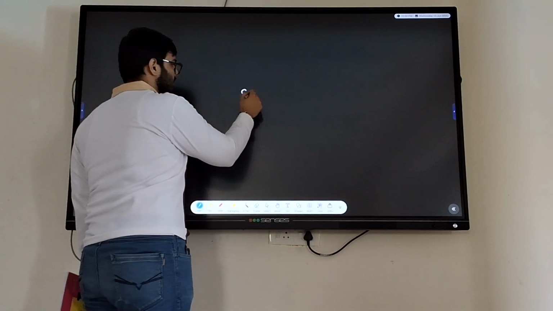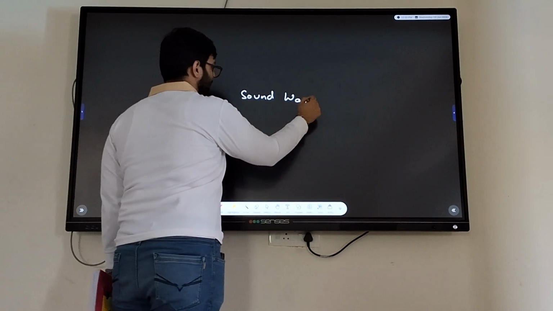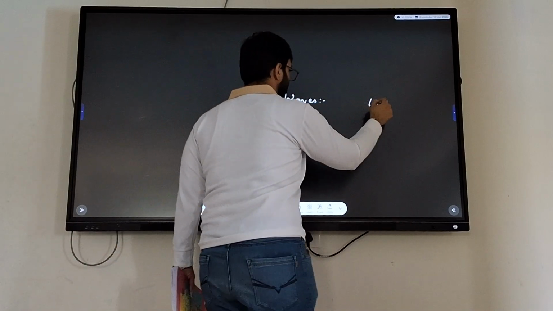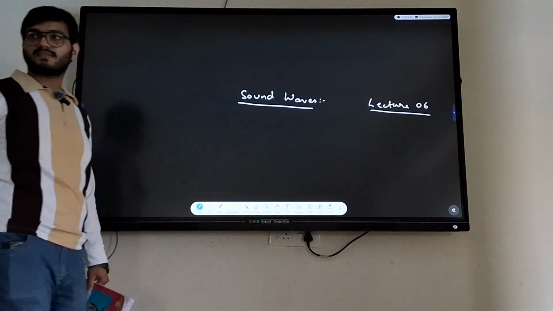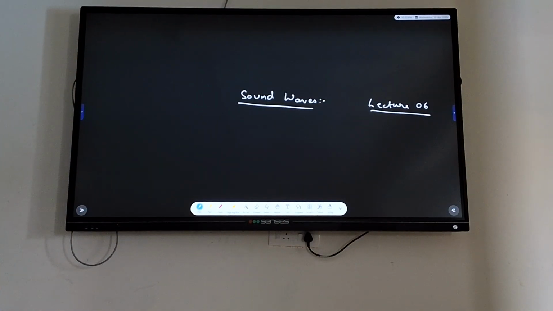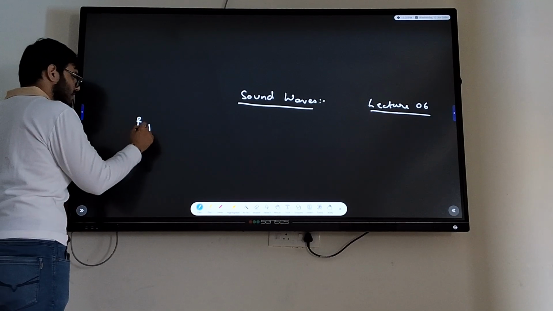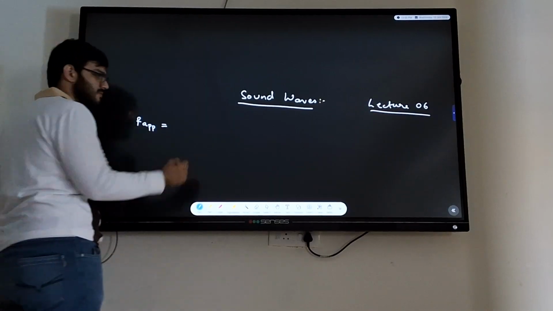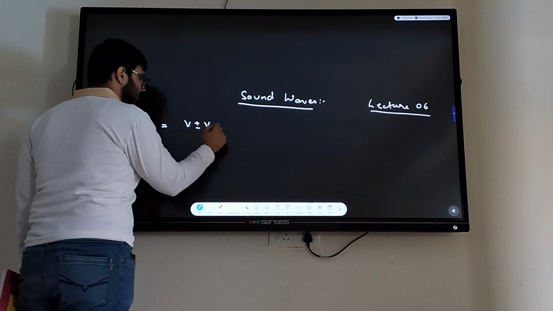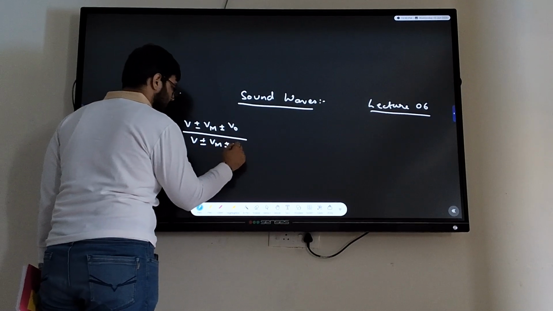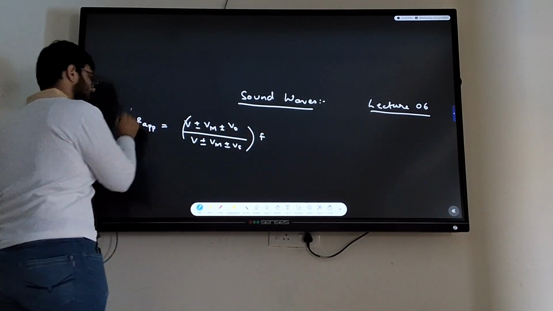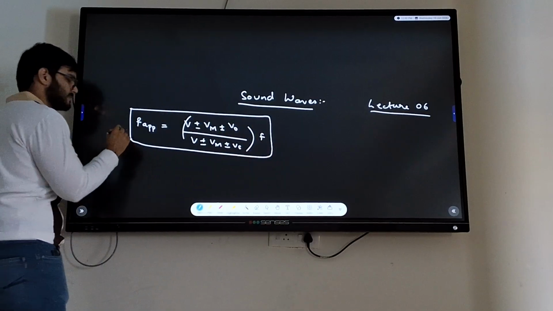And this is lecture number... Yes, lecture 6. I think last time we talked about the Doppler effect, and I gave you a general formula. Do you remember the general formula? F apparent was equal to (V plus minus Vm) divided by (V plus minus Vo) times F. This is the formula that we found last time, na?